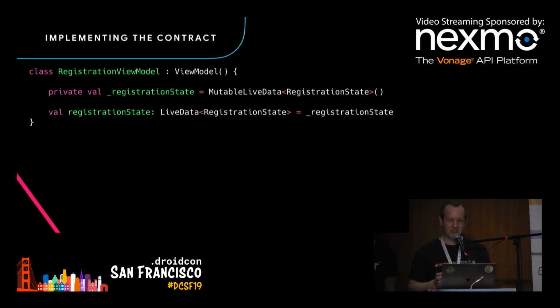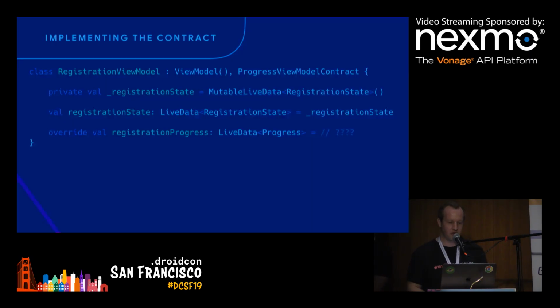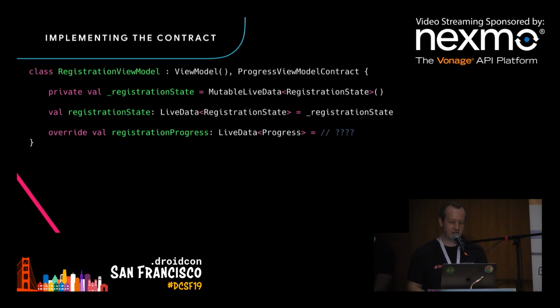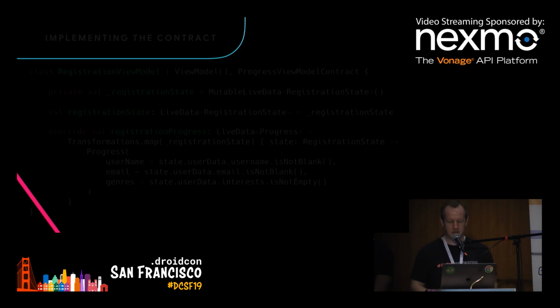Last step I mentioned, which is having the parent ViewModel implement the contract. So looking at the registration ViewModel, we have LiveData that represents the overall state. And like I said, this has a whole bunch of stuff that the progress fragment doesn't care about. The first step is implementing the interface that satisfies the contract. And that's going to force us to override the LiveData that the interface declares. And then we need to do something with that. And what does that look like? In this case, we can leverage LiveData transformations to take the high-level state and distill it down into those basic booleans that the progress fragment is expecting.